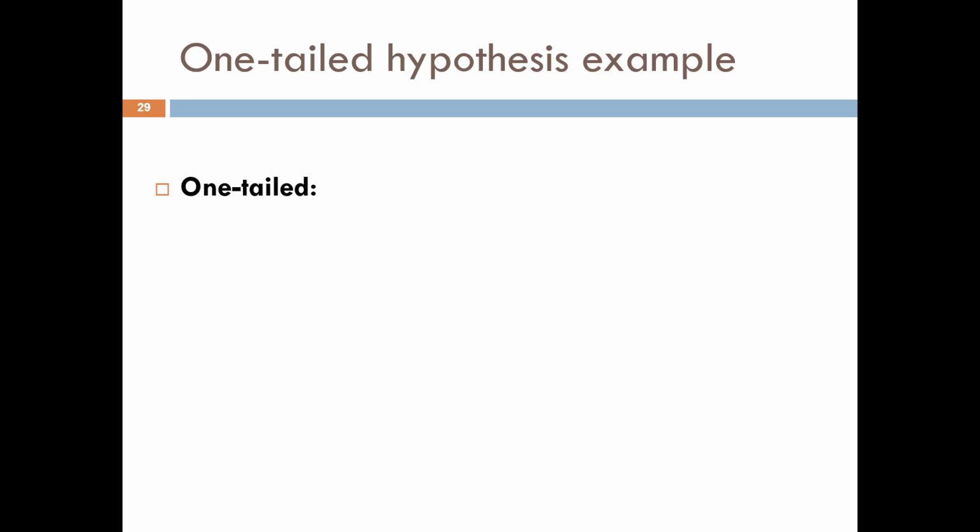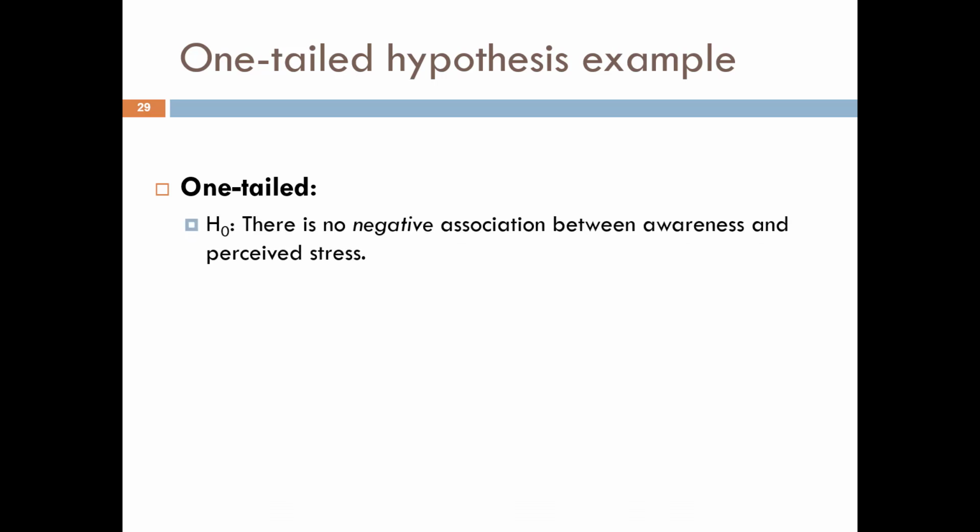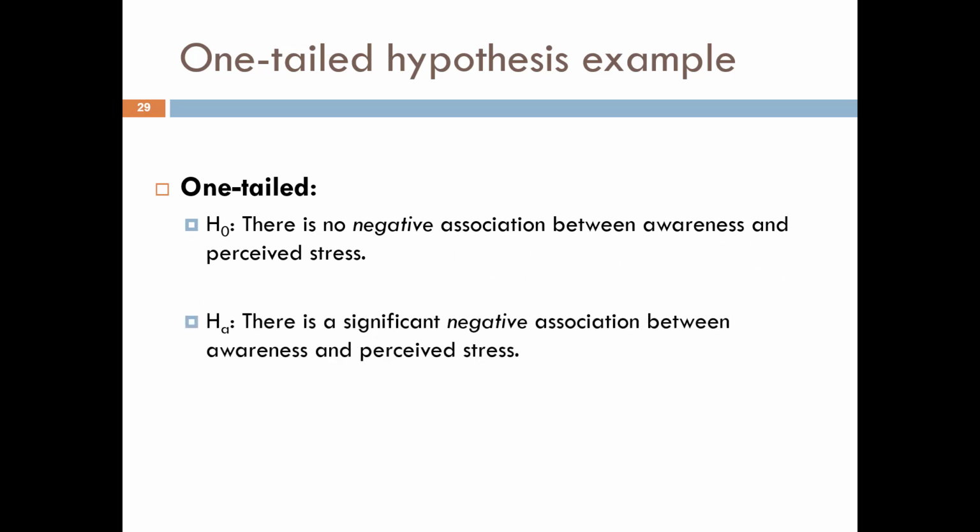And so with that assumption, you might have a set of hypotheses like this, where the alternate hypothesis would say there's a significant negative association between awareness and perceived stress, with the assumption that awareness is a facet of mindfulness. And so the more mindful you are and more aware you are of your experiences, the less stressed you are. And then the null hypothesis says the opposite, and so there's no negative association. And so the opposite of the alternate hypothesis.